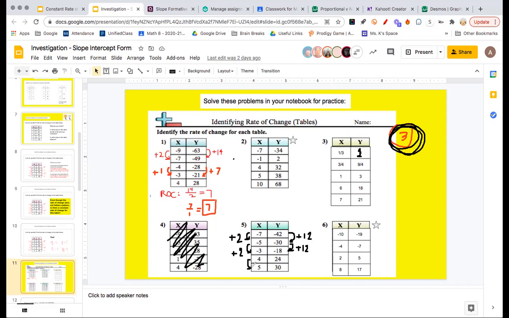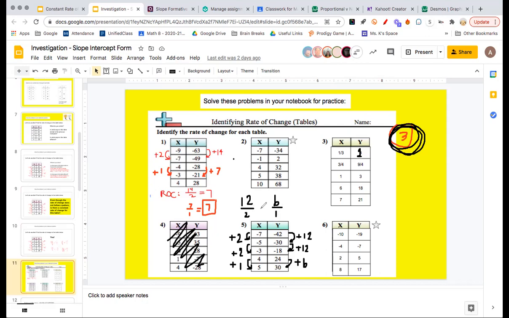How about this one though? What's the change from here to here? Plus 1. And what's the change from here to here? Plus 6. Yes. So we have two different, I'm using quotations, two different rates of change. We have 12 over 2 and we have 6 over 1.